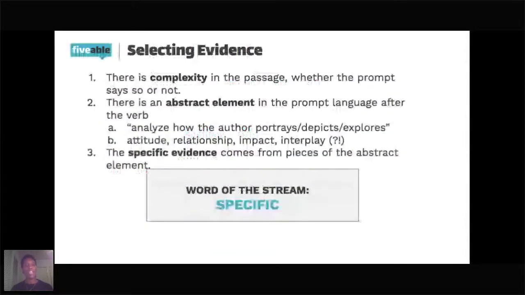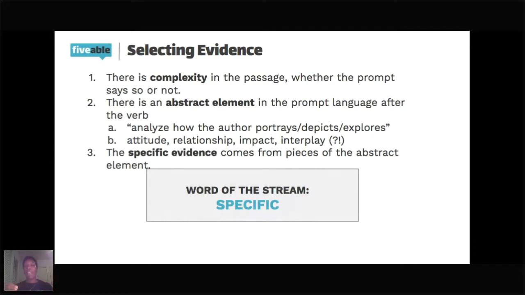So again, there's always going to be complexity. I can't say that enough. There's always going to be sides, facets, tension. That's how it goes. They're going to assume that you understand that and that you're looking for it. And so if you assume that it's there, whether the prompt has that word in it or not, you can then read and annotate with that idea in mind. What are the sides? And that is how you can organize your essay.